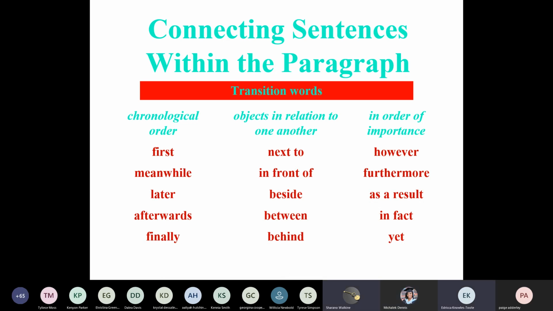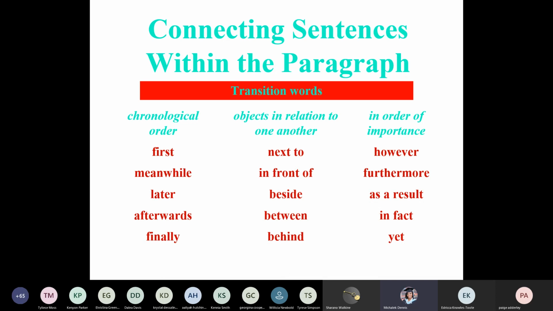Okay, so they're saying first, after, next, therefore, although. Okay. Secondly, before, finally, however. Okay. On the other hand, meanwhile. All right. Chantel says next. Corral says on the other hand. Okay, so yes, you guys, some of you are correct. Chronological order: first, meanwhile, later, afterwards, finally. So yes, you guys are on the right track.